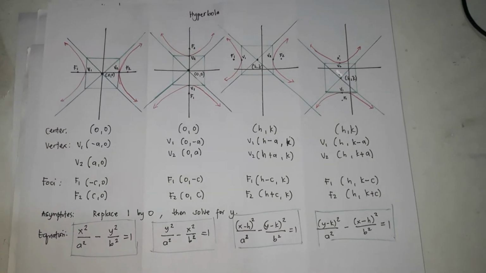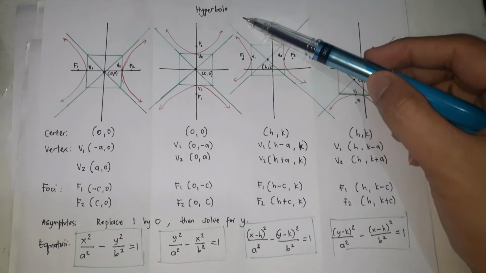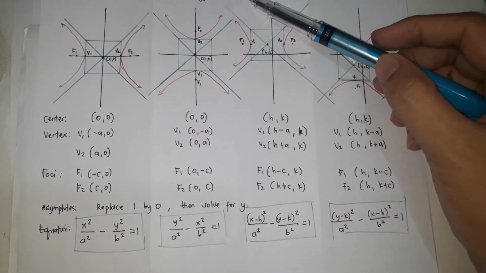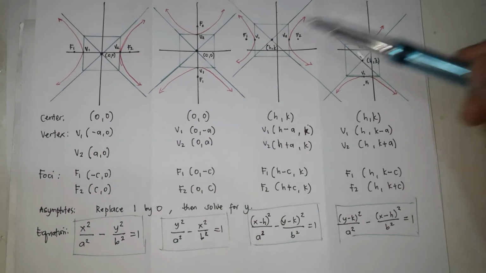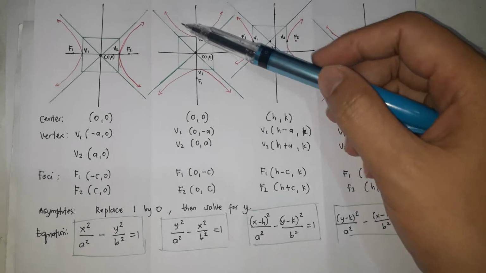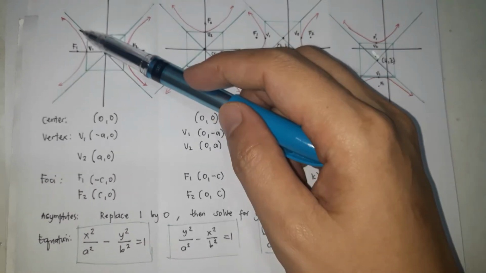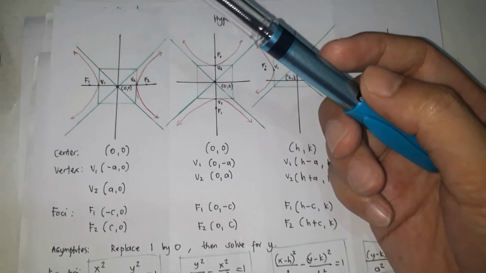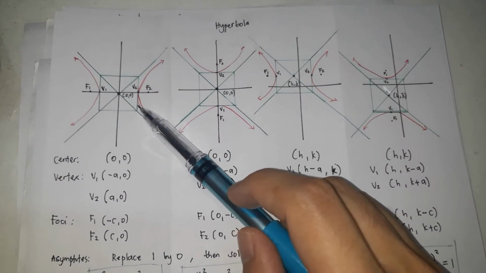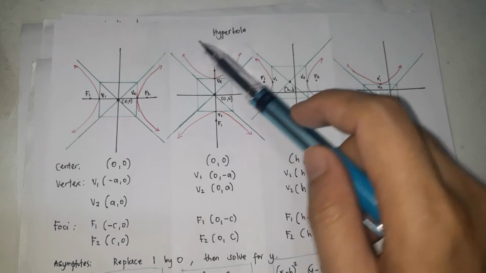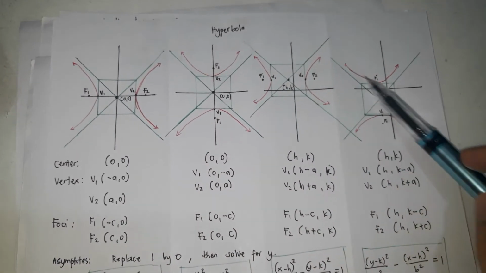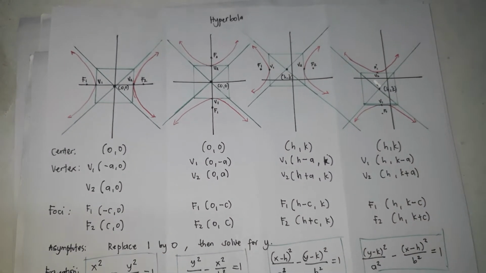So this is hyperbola. So we're going to learn what is hyperbola today. The red ones are the hyperbola. As you can see, they seem to be two pairs of parabola facing opposite towards each other. So dalawang parabola na magkatalikod. So this one, this one, this one, and this one. There are four kinds that we're going to learn.